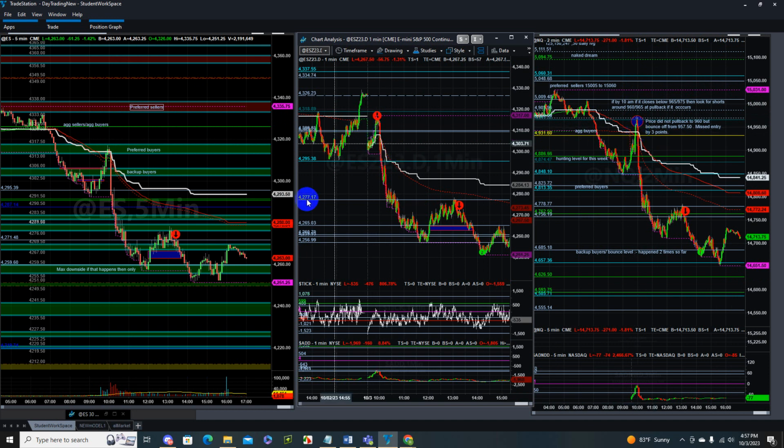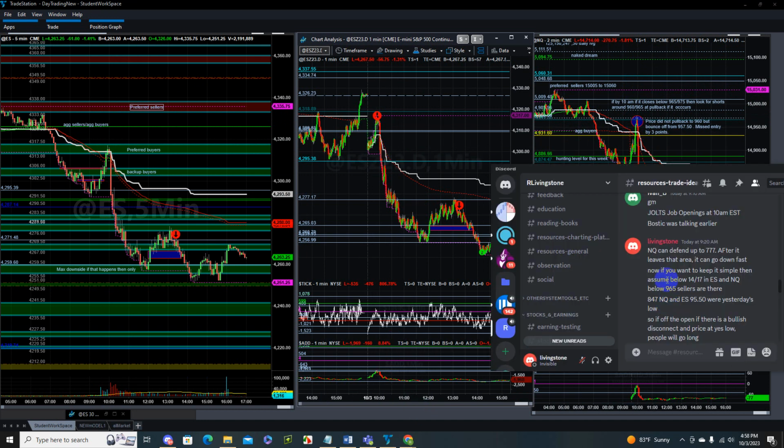So here in the morning, actually, now let me show you this code again. Okay, see here, this is 923 before open. If you want to keep it simple, I said then assume below 1417 in ES and NQ 965 sellers are there. 965, 1417, this area. See how this became the high of the day. And I also said in Discord clearly, if these sellers are legit, price will not go above 1417 or 6 to 9 in ES and NQ above 965. It will not go.